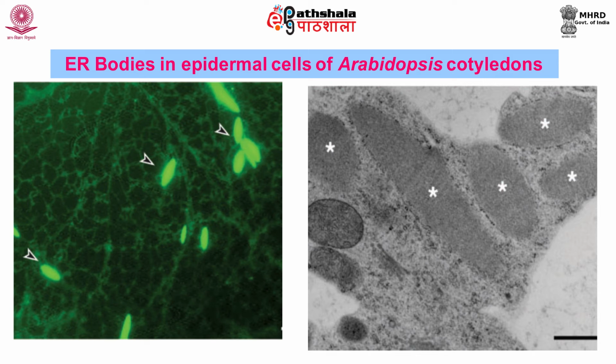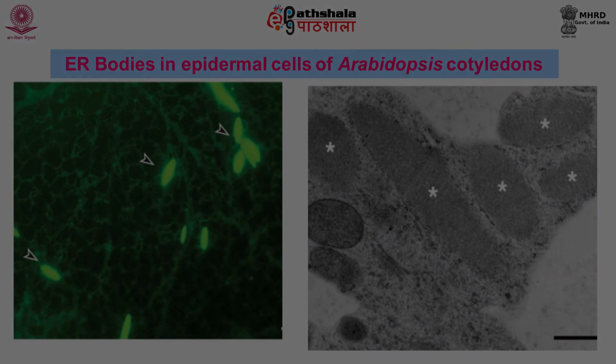Dry seeds do not have ER bodies, but ER bodies accumulate in cotyledons after 4 days of seed imbibition. The figure also shows you ER bodies in cotyledons of Arabidopsis. These ER bodies disappear slowly with the progression of senescence. It is also observed that the number of ER bodies increases when plants are wounded. Usually, the accumulation of ER bodies is slow and requires 48 to 66 hours.